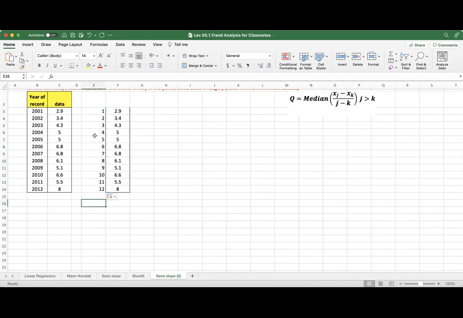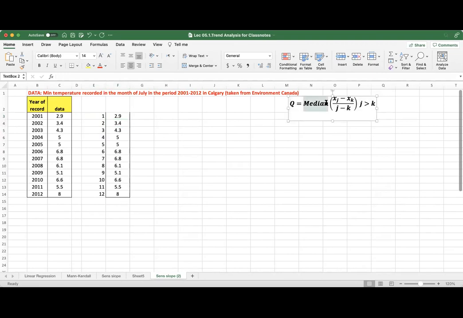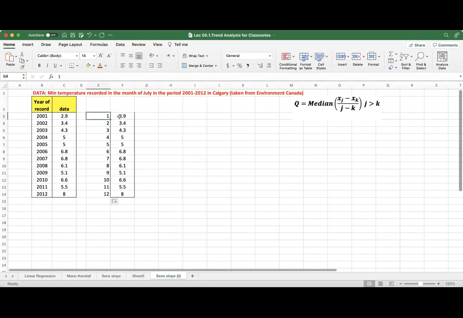So in this particular case, if we consider J and K, which is our X, J and K is basically denoting the location. So let's say first one, we are considering K, and then the next one is J. Forget about the median one; rather, what we are going to do is (xj minus xk) divided by (j minus k). If we do it that way, we are going to consider the first pair first.